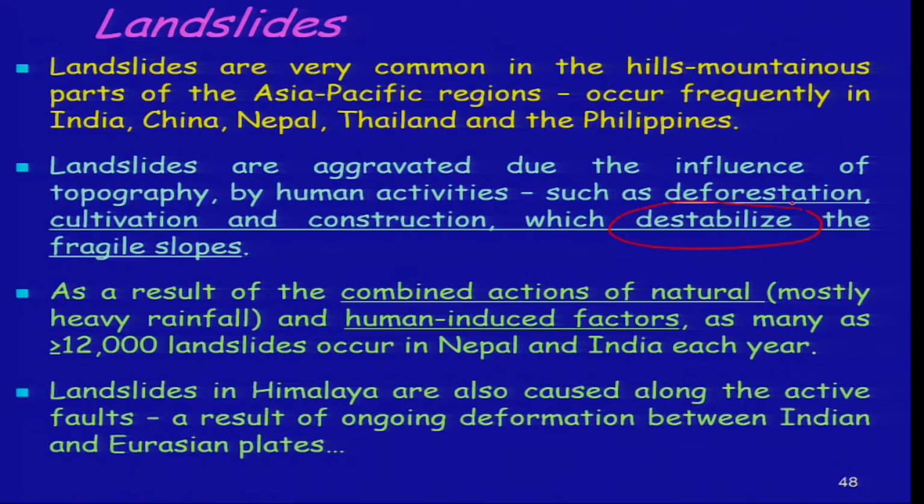So, landslides in the Himalaya are also caused along active faults, because active faults are the areas where you will have recent or ongoing deformation because of ongoing plate movements. And this region will have more fragile or sheared material, which can result in landslides if it is subjected to heavy rains.